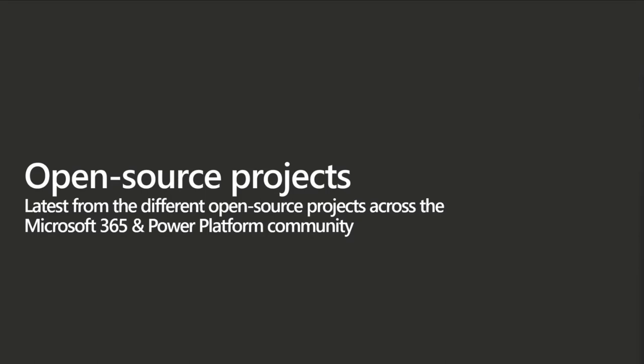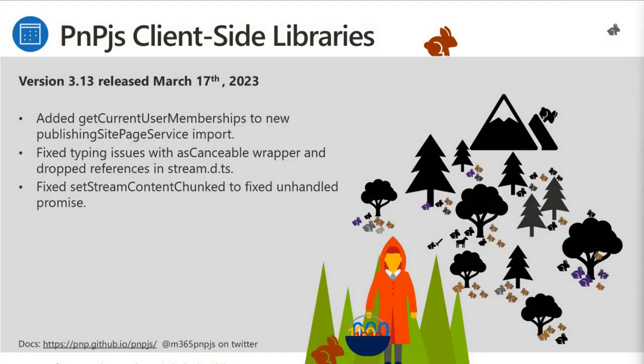Thank you. We have many open source projects in the Microsoft 365 and Power Platform community. And to talk about it, we have all the people that are helping with these initiatives. The first one to talk about is the PnPjs client-side libraries. So we have version 3.13 that was released on March 17th, where we've added the Get Current Memberships and the new publishing site pages import. We fixed the typing issues with the asCancelable wrapper and dropped references to in stream.d.ts. And we fixed the setStreamContentChunk to fix an unhandled promise.